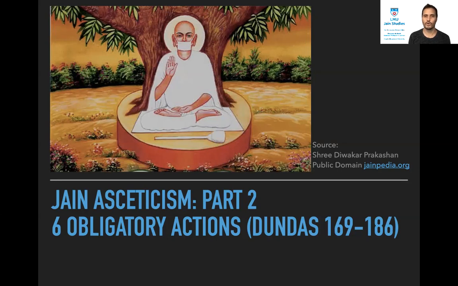We introduced some of the core vows and practices. Here, we're going to look at some of the ritual praxis that begins with the Jain Ascetic, but then also will, as we see, go into Jain lay life as well in future lectures. Here we'll focus on how the six obligatory actions developed within the ascetic community as foundation for regular ritual practice.